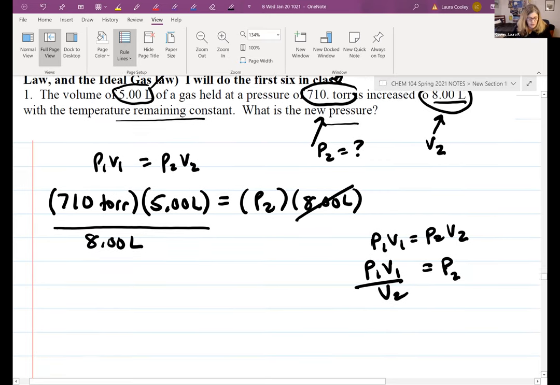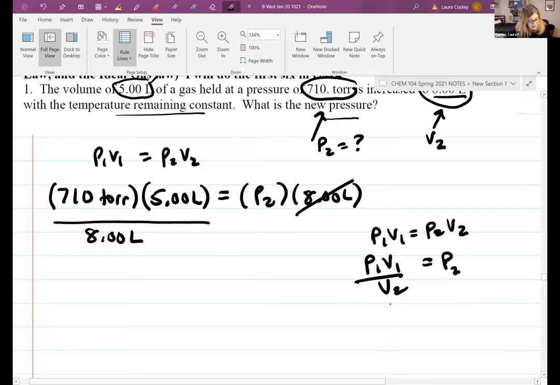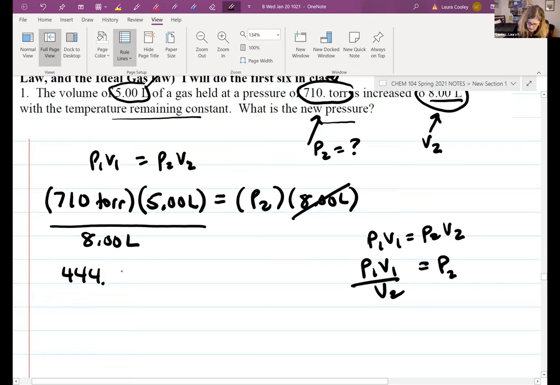Okay. And so what you get is 444 torr as P2. So what happened here was, it's as if you took the syringe and instead of pushing it in, you pulled it out and you end up with a lower pressure. The volume went up and the pressure went down, okay?